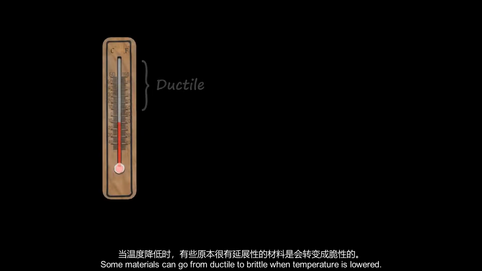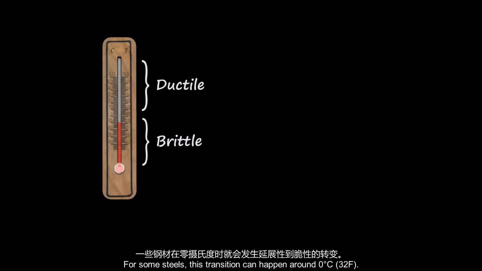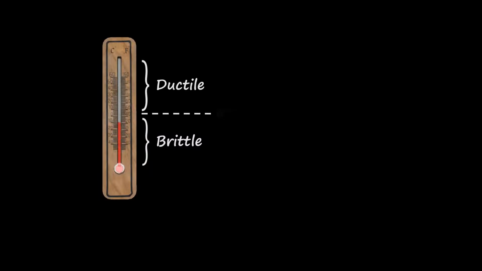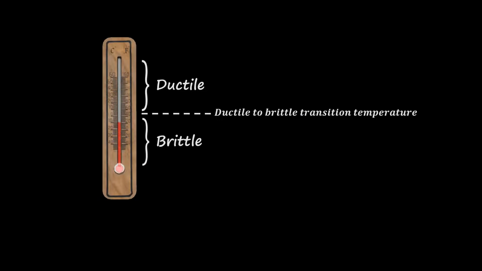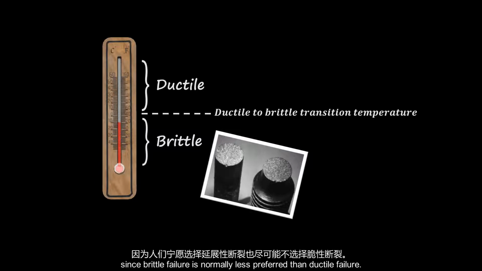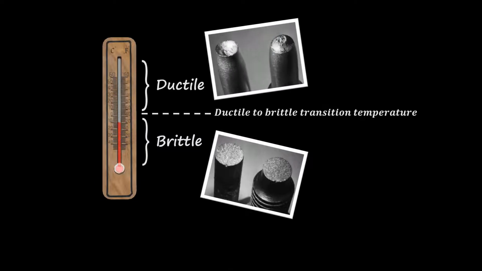Some materials can go from ductile to brittle when temperature is lowered. For some steels, this transition can happen around 0 degrees Celsius. Ductile to brittle transition temperature is important in design consideration since brittle failure is normally less preferred than ductile failure.